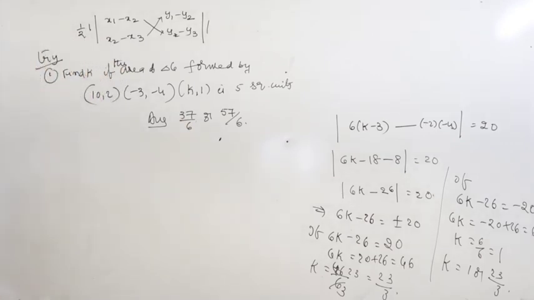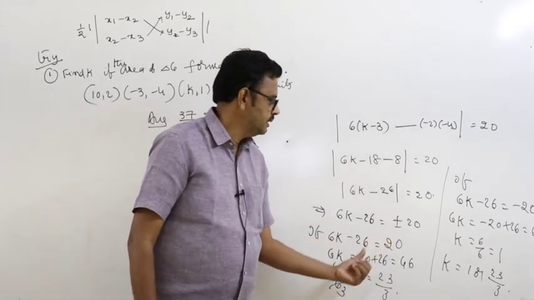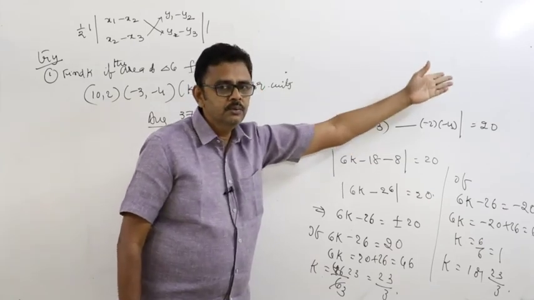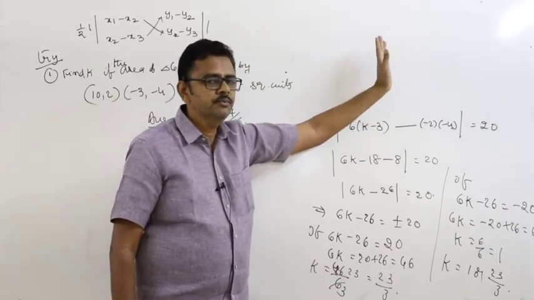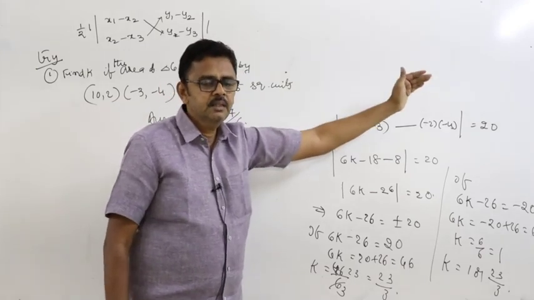Same process. How to get two values? Mod of. Here mod x is equal to 2, x equal to plus or minus 2. So if you take plus, you will get one answer. If you take minus, you get another answer.